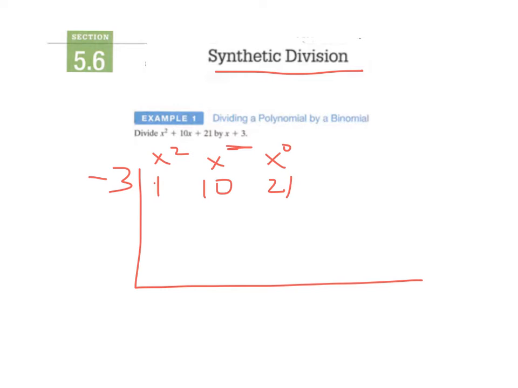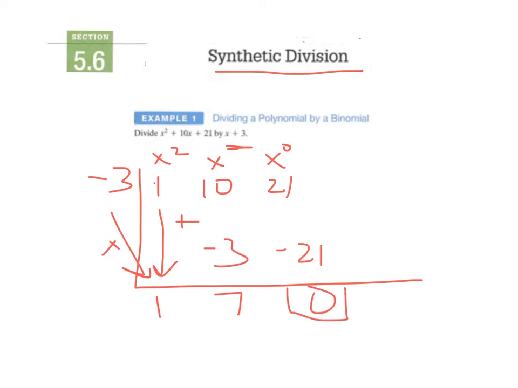So the first thing we do then is drop down the first number. So I'm going to multiply -3 times 1. So I'm multiplying. That gives me a -3. Then I add. So -3 plus 10 is 7. Then I multiply again. -3 times 7 is a -21. Then I add, and I get 0.